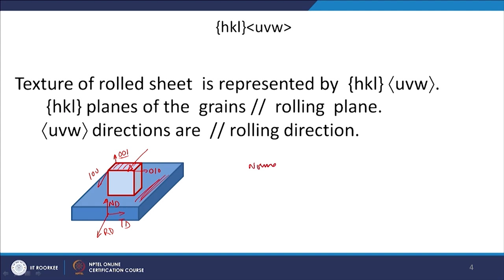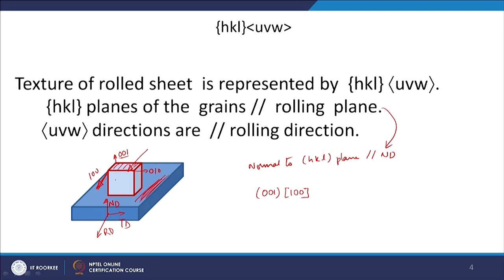Either you can say this, or you can say the normal to the HKL plane is parallel to ND. These two statements are the same. So we can see that the 001 plane is parallel to the rolling plane, and the UVW direction is parallel to the rolling direction. We can see that 100 is the direction which is parallel to RD. So for this particular orientation, I would say that my grain orientation is 001 and 100. This is the grain orientation for this particular unit cell.